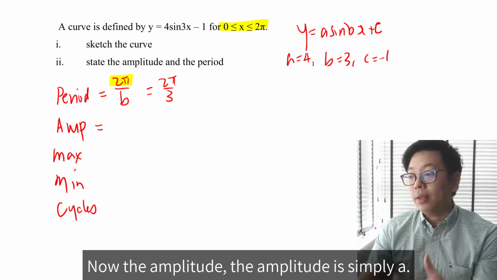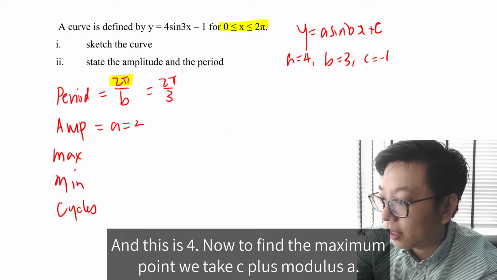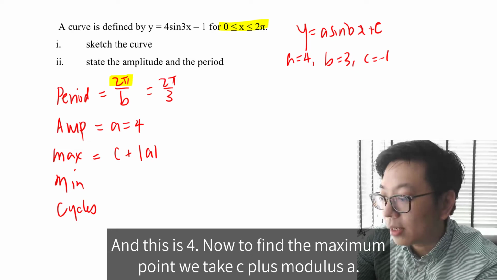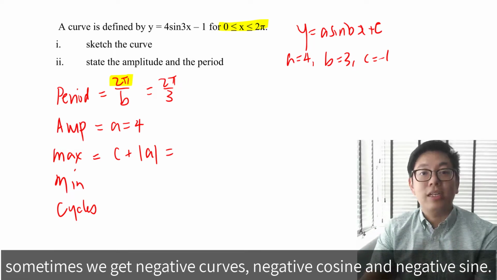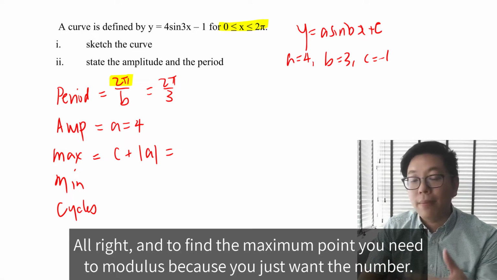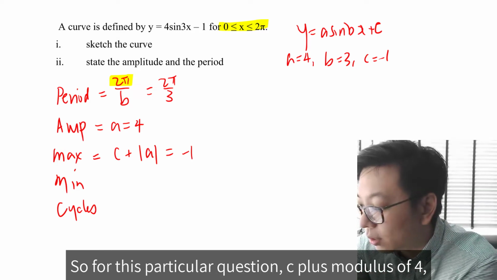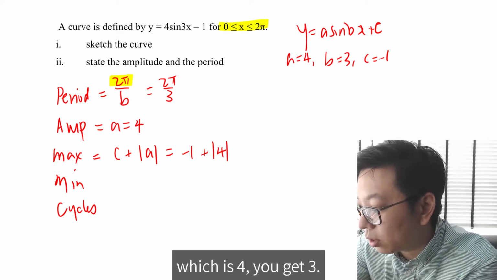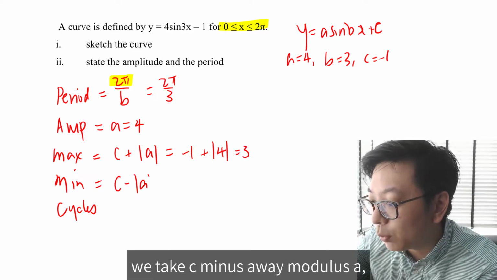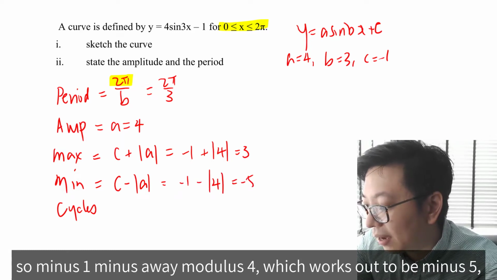Now the amplitude is simply a, that's the coefficient of the trigo function, and this is 4. Now to find the maximum point, we take c plus modulus a. The reason why we put the modulus sign is because sometimes we get negative curves, negative cosine or negative sine, and to find the maximum point, you need the modulus because we just want a number. So for this particular question, c plus modulus of 4, which is 4, you get 3. To find the minimum, we take c minus modulus a, so -1 minus modulus 4, which works out to be -5.